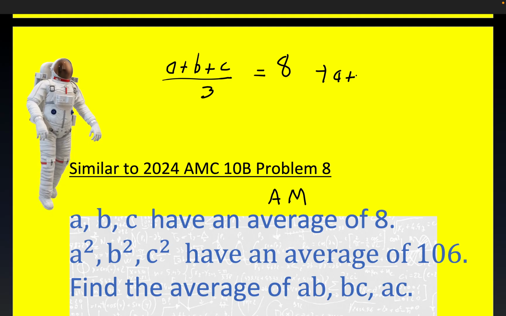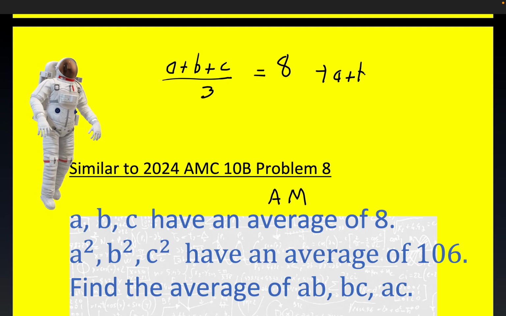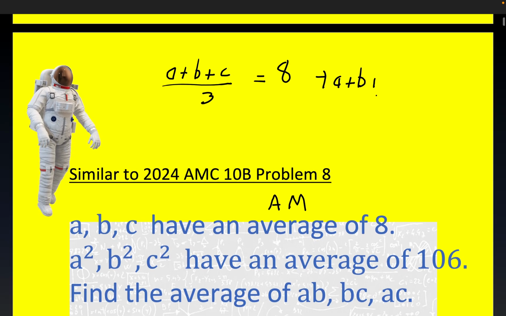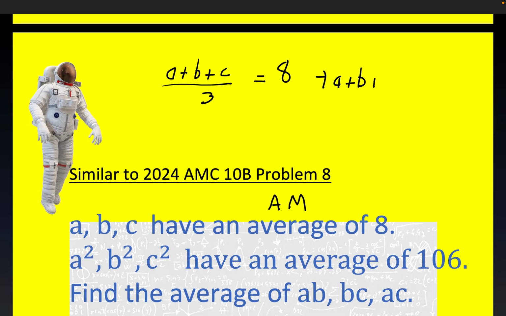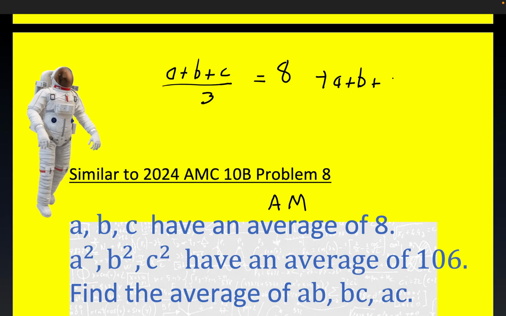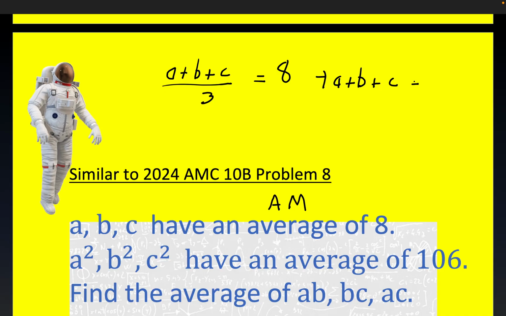And again, I think it's pretty interesting here. I don't think we have a way of determining what a, b, and c actually are here, unless maybe there's some bounding that would get the job done. But we do have 3 unknowns and 2 equations. Okay. So this implies a plus b plus c is equal to 24.